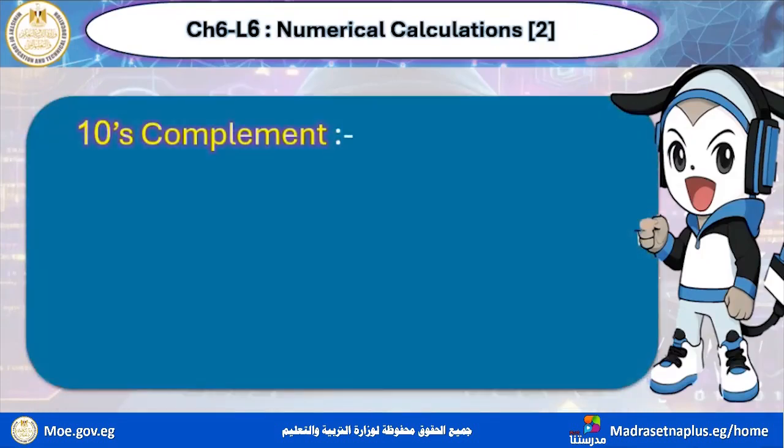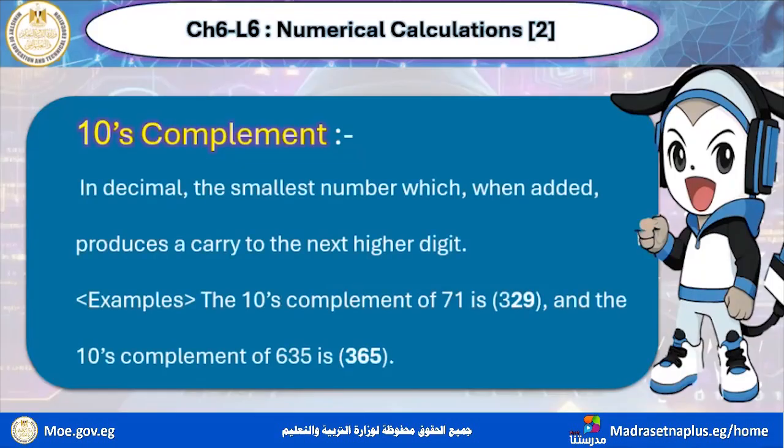The tens complement means the complement in decimal system. In decimal, it is the smallest number which, when added, produces a carry to the next higher digit. Like the complement of 71. The complement of 71 is 29. 29 will produce 100. 100 means the number will have a carry to the next higher digit. Let's see how.